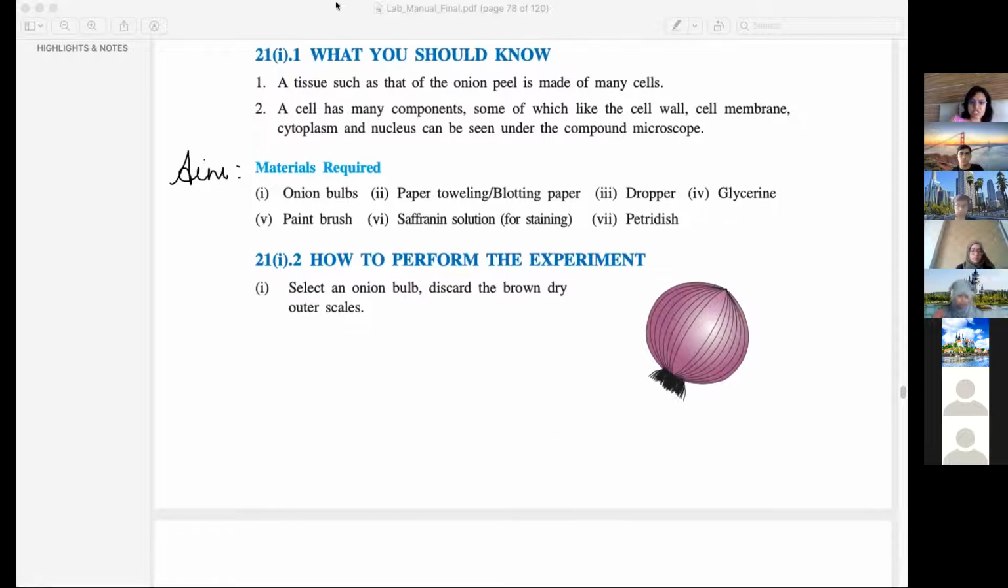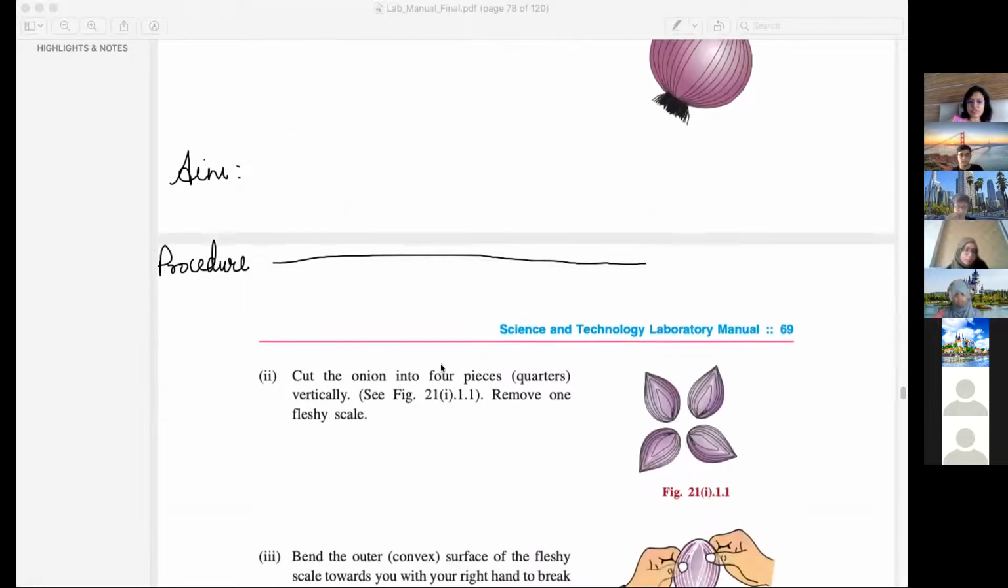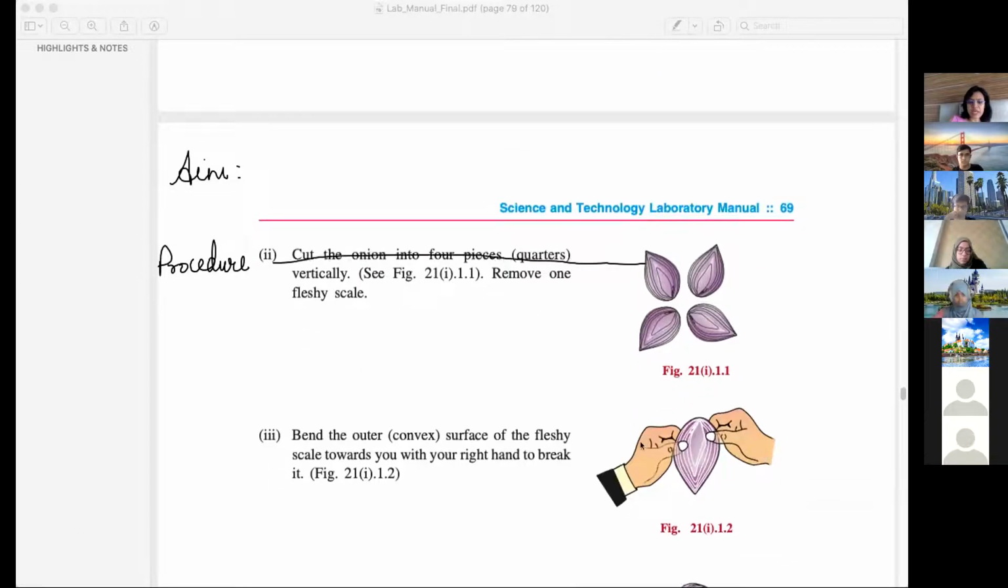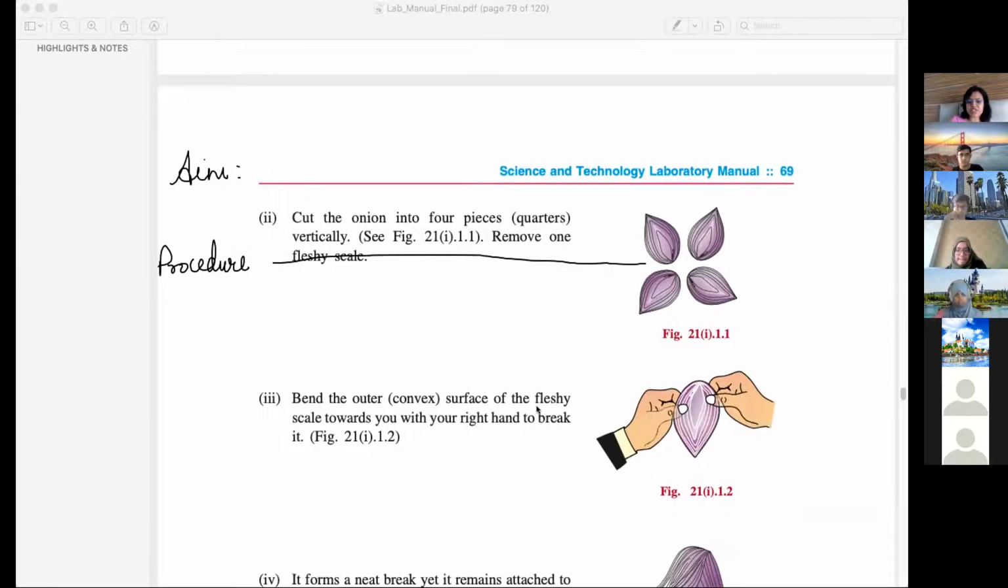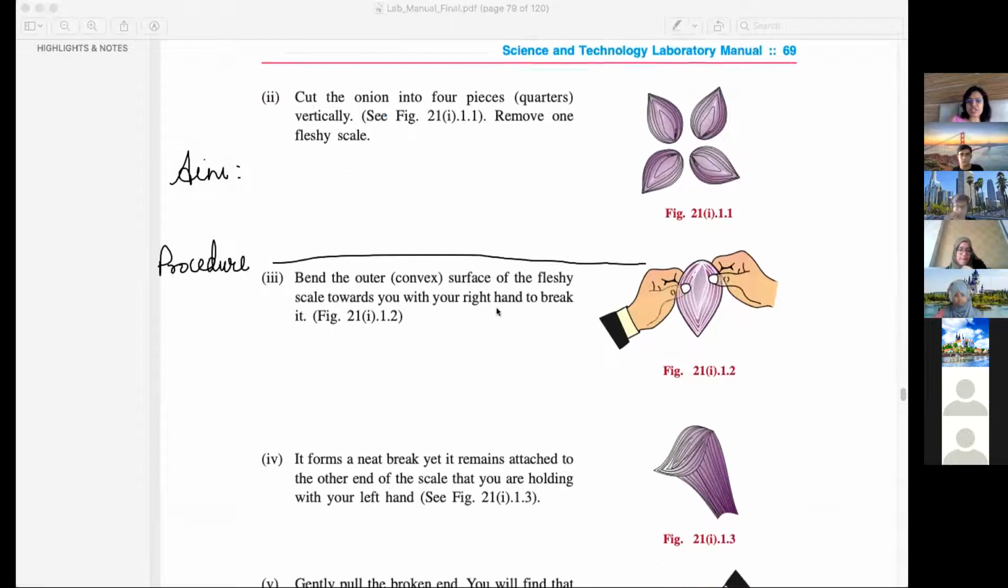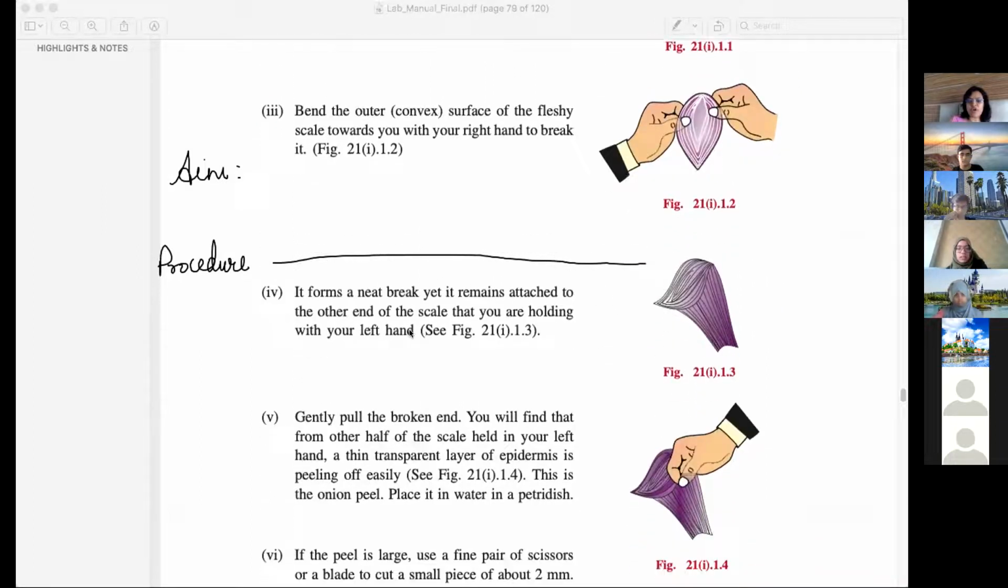Next is procedure. Procedures are important in experiments. So here, don't write how to perform. What do we have to write? Procedure. Procedure means what steps you are going to follow. Step 1: select an onion bulb, discard the brown dry outer scales, cut the onion into pieces, and bend the outer convex surface of the fleshy scale outwards and get right hand to break it. Forms a neat break.